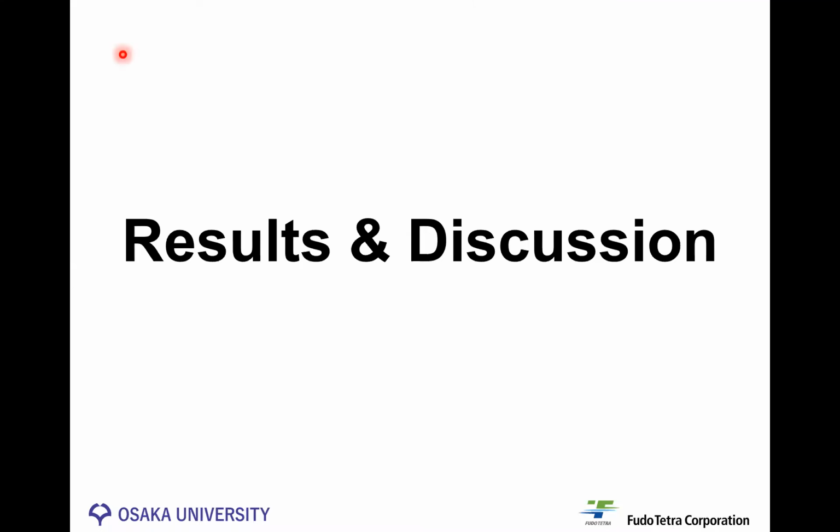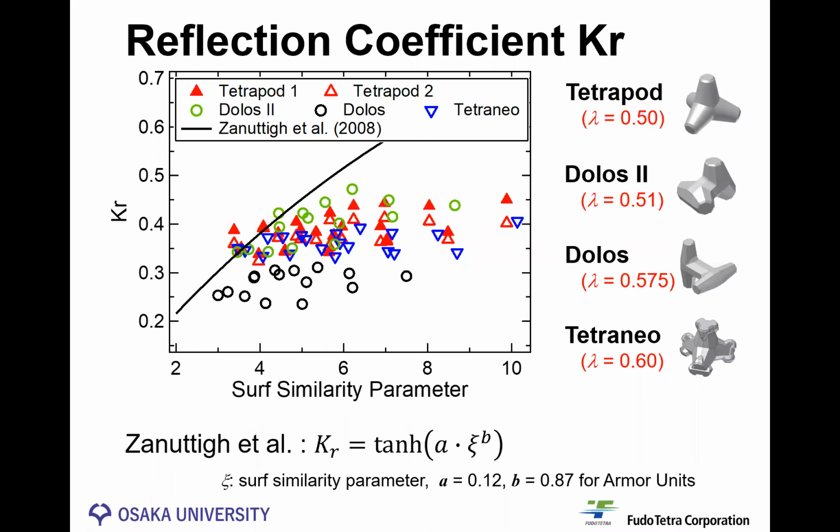Results and discussion. The reflection coefficient Kr for the wave dissipating block with larger porosity is generally smaller. The vertical axis of this figure shows the reflection coefficient Kr, and the horizontal axis shows the surf similarity parameter.